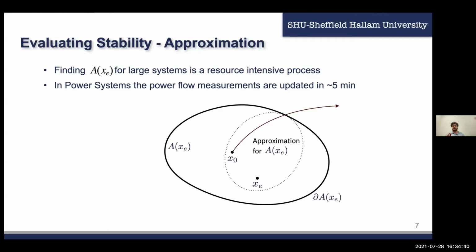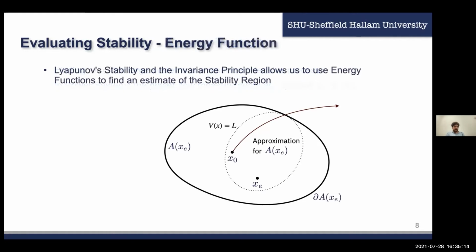So what do we do? We find an approximation for the stability region. This approximation doesn't need to be really good in all regions of space, but it needs to be really good for the fault-on trajectory, the disturbed system trajectory. We need an approximation whose boundary is really similar to the boundary of our stability region where the trajectory intersects it. Now we know that we need an approximation, but how can we find one?